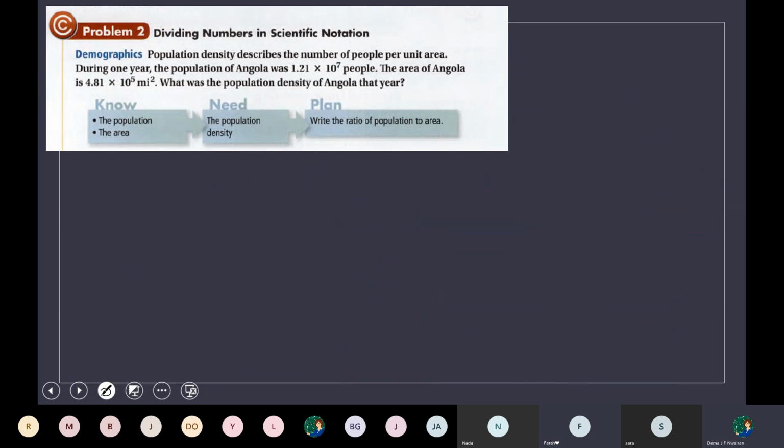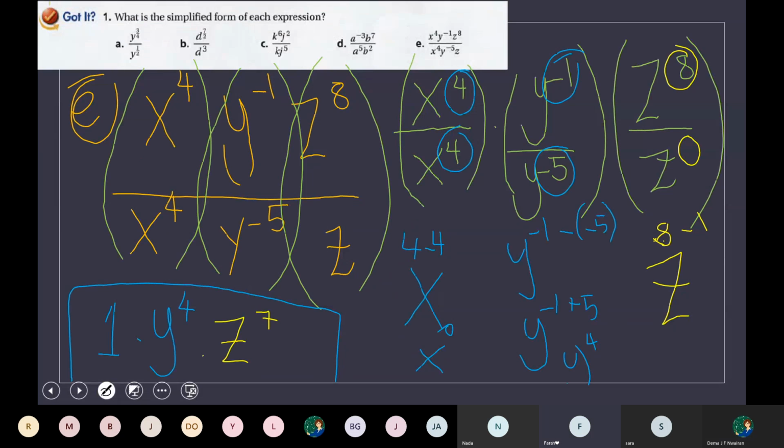Again, to check the answer. The x part will be 1, so forget it. The answer will be y raised to 4 times z raised to 7.